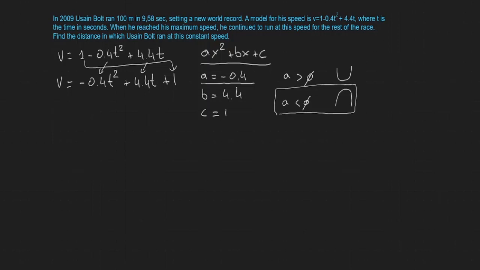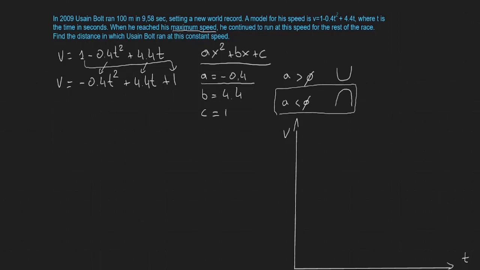We start building our graph. So here we have the y-axis and here we have the x-axis. But in this case, on the x-axis we'll put the time t, and on the y-axis we'll put the value v. Here we have to pay attention. Usain Bolt ran at parabolic speed until he reached the vertex, the maximum speed. After that, he continued with a constant speed until the end of the race.